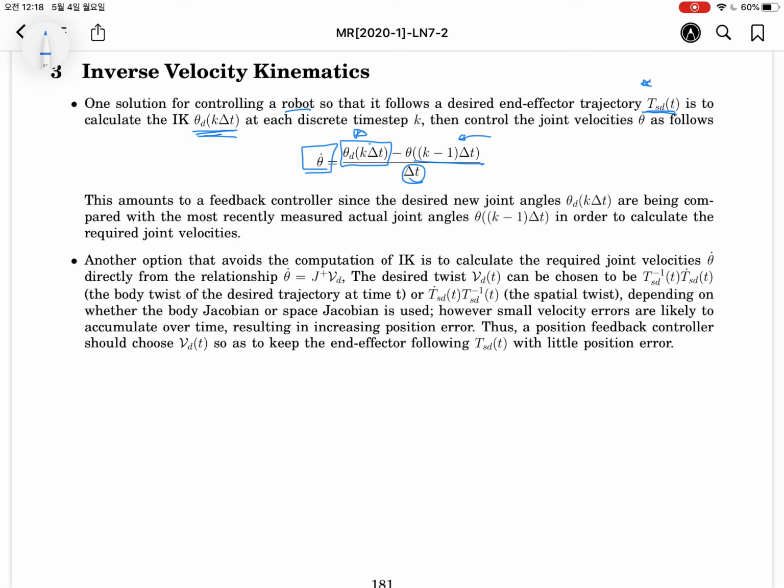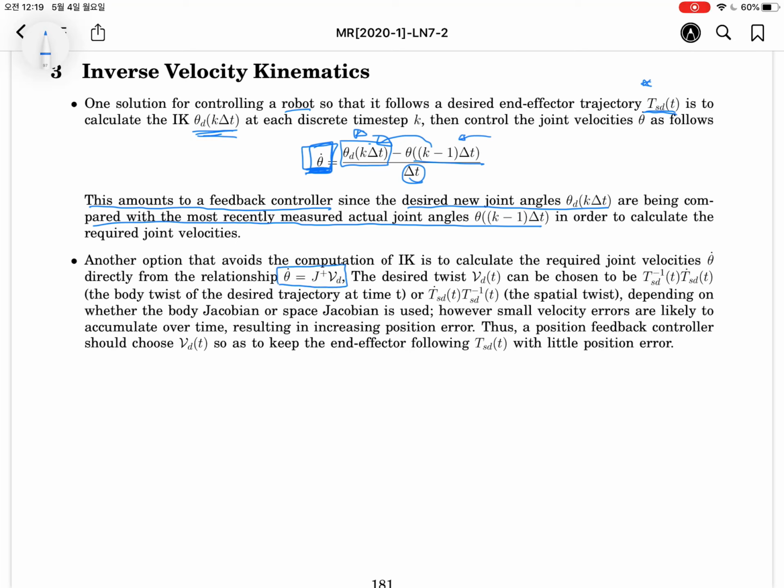It will be explained in chapter 11, maybe 11, I'm not sure. At that time, we will deal in detail with how theta dot can be used for the controller. So this amounts to feedback control, because the desired new joint value is being compared with the most recently measured actual value, this one, in order to calculate the required joint velocity. Okay, this is not actual. This is the required joint velocity for this value to approach here.